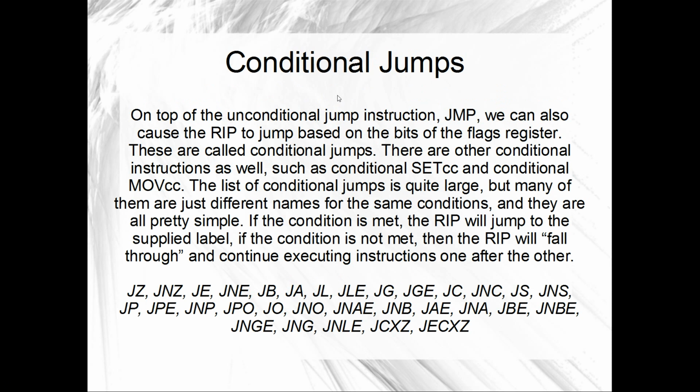Here we go. Okay, so this is just a whole can of worms really. There's 169 billion trillion conditional jumps, and you can see them all down here. I mean, don't count, but I'm pretty sure that's how many there are. So on top of the unconditional jump instruction, JMP, we can also cause the RIP to jump based on the bits of the flags register. And this is what allows the CPU to do conditions like if statements and make loops like your for loops and all that sort of thing. They all come down to these conditional jumps.